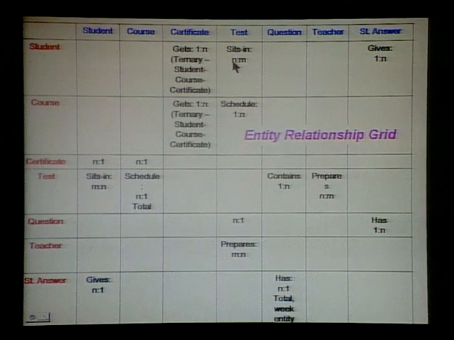A student can sit in a test, or many students can sit in many tests. A student gives answers to many questions, or many students can give answers to many questions. Similarly, all the relationships are given in this table. Now, we can develop an ER diagram by using the information we extracted from the system description and our understanding of the system. The ER diagram for our system may look like this.